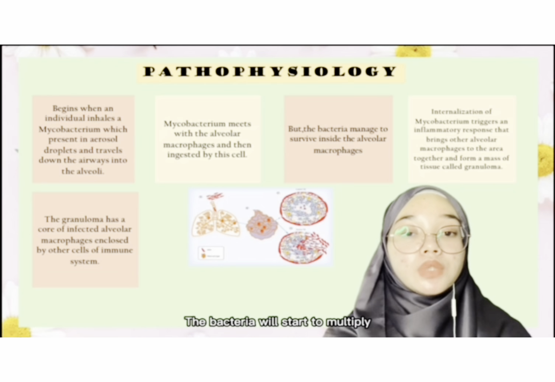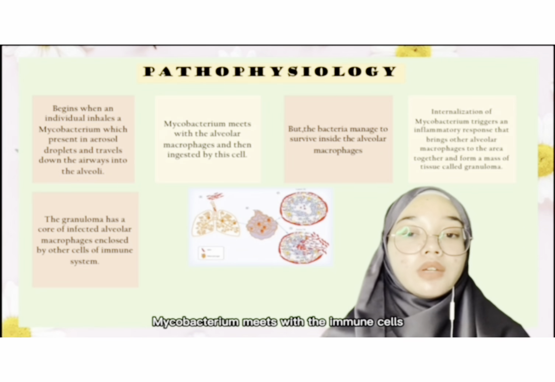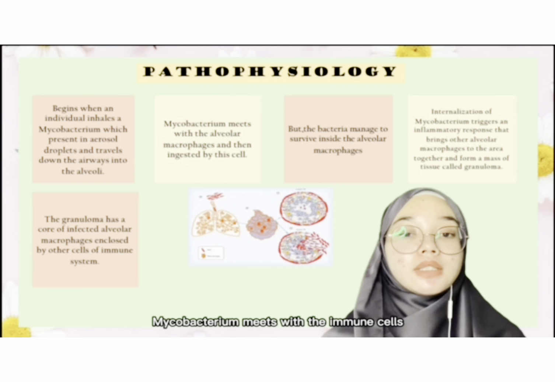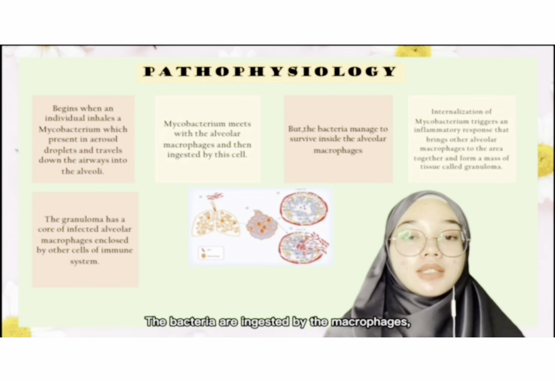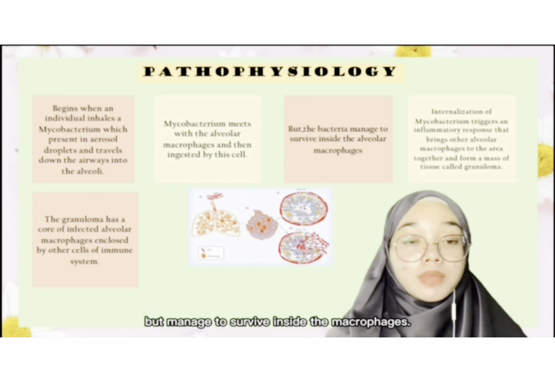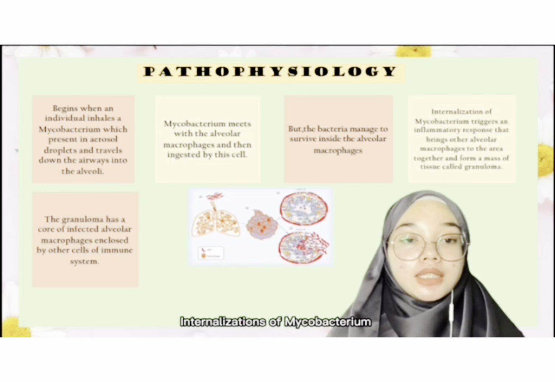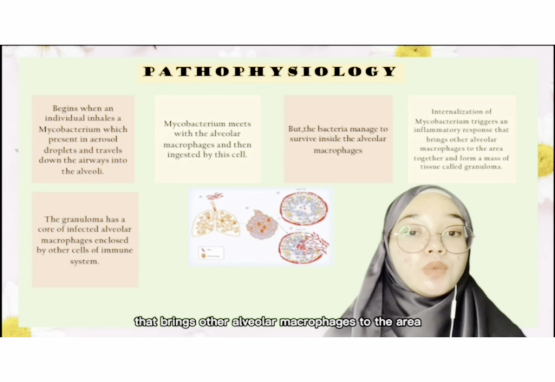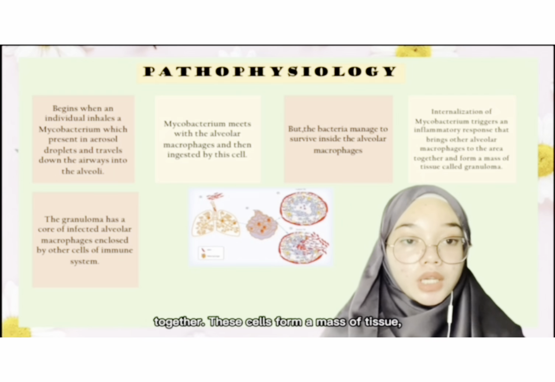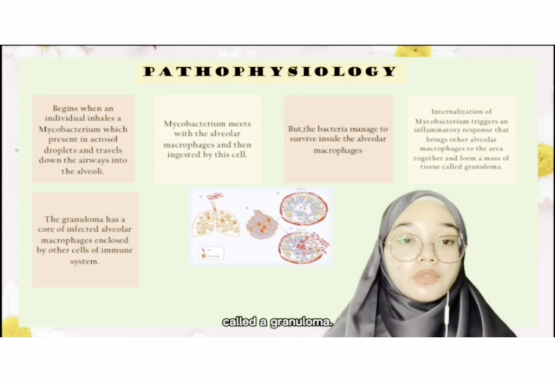The bacteria will start to multiply in the alveoli. Mycobacterium meets with the immune cells called alveolar macrophages. The bacteria are ingested by the macrophages, but manage to survive inside them. Internalization of Mycobacterium triggers an inflammatory response that brings other alveolar macrophages to the area together. These cells form a mass of tissue called a granuloma.